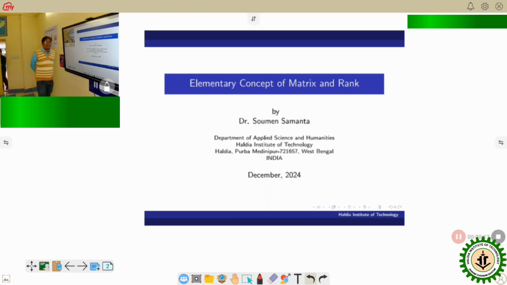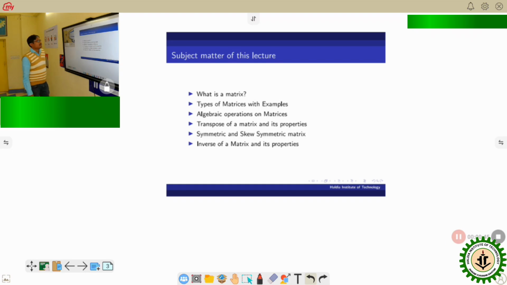Today I will give you a basic introduction to the concept of matrix and rank, and lastly how to find the rank of a matrix using elementary operations. So this is the subject matter of today's lecture.